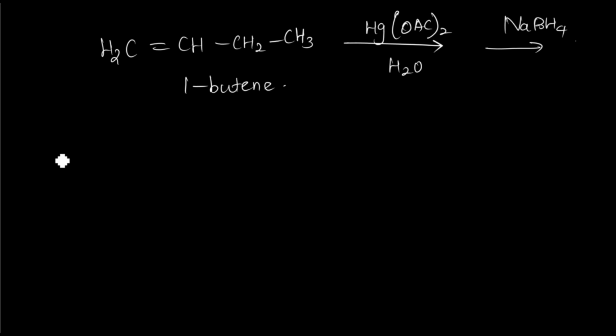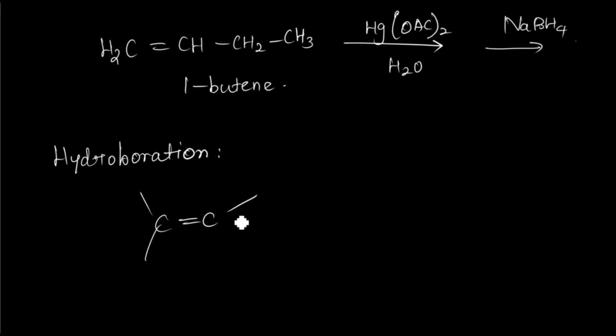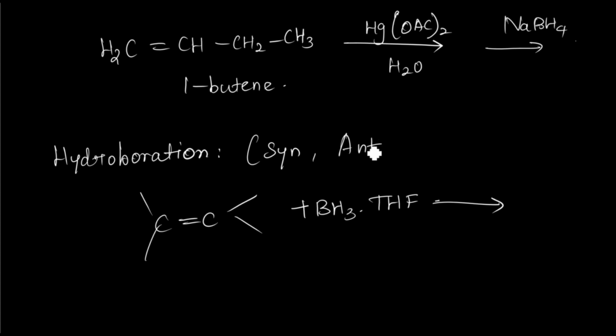Okay, the next reaction we are going to see is hydroboration followed by oxidation. In hydroboration, boron will be there. So what is this reaction? Alkene with BH3 in THF. That will give you syn addition. The anti-Markovnikov rule will be followed over here. Again, this is an H and OH addition only, but the anti-Markovnikov rule is followed and the product is the syn product.